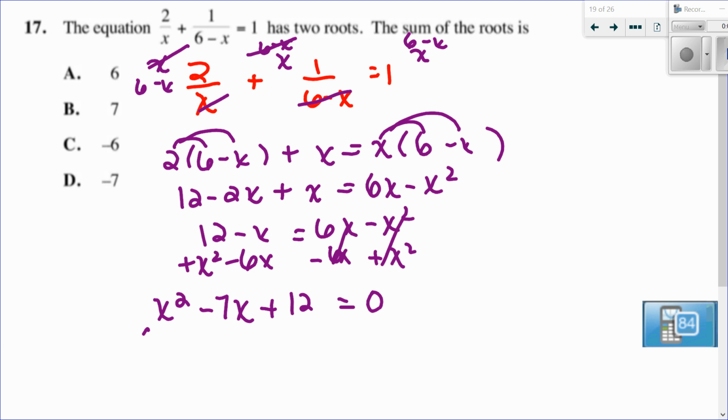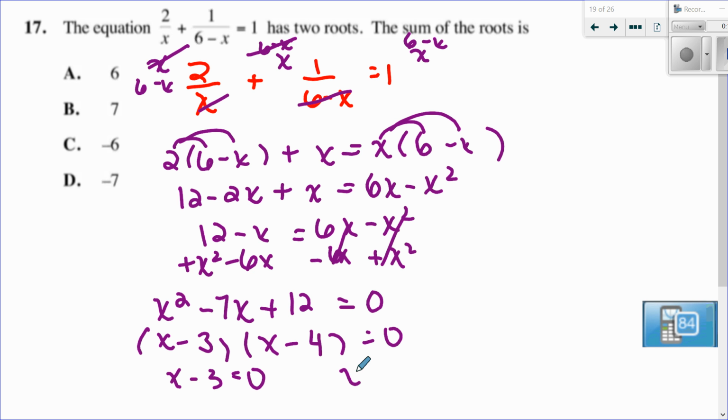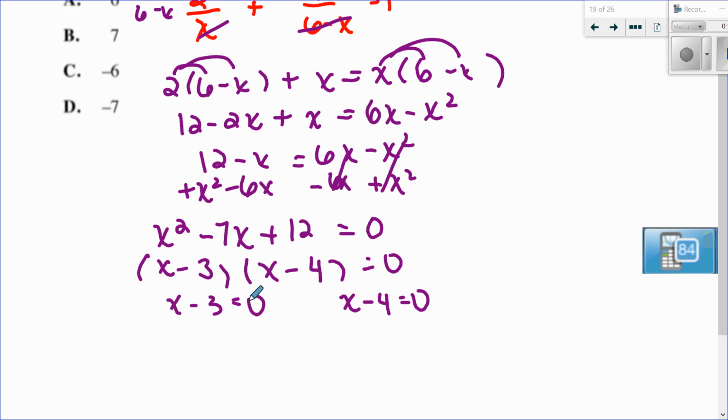So I just want to factor that because a is equal to 1. So two numbers that multiply to 12 and add to negative 7. So x times x is x squared. And two numbers that multiply to 12 since it's positive and add to a negative, I know both my factors will be negative. And 3 and 4 multiply to 12 and add to 7. So I know that x minus 3 can equal 0, or x minus 4 can equal 0. So adding 3 to both sides, I get x equals 3.